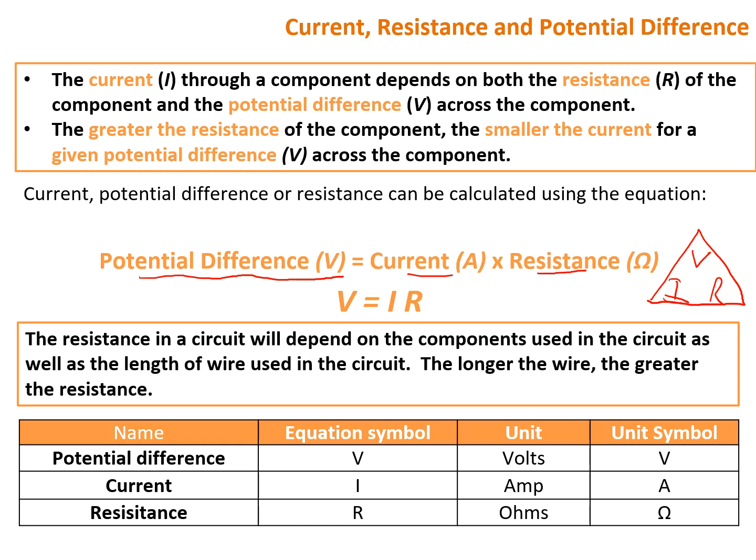Only thing really else to mention on there is the fact that resistance is measured in ohms, where I've just indicated there with a highlighter, and it has the symbol, the ohm, omega.